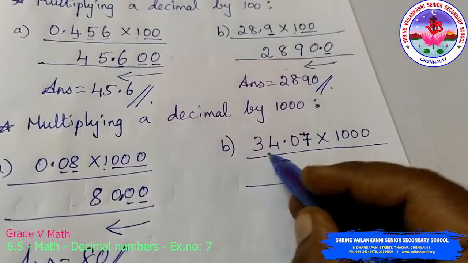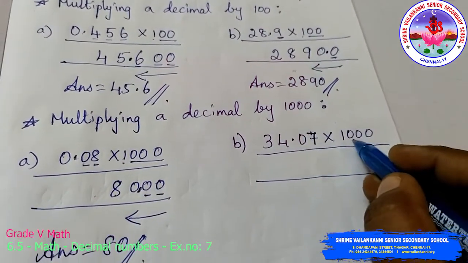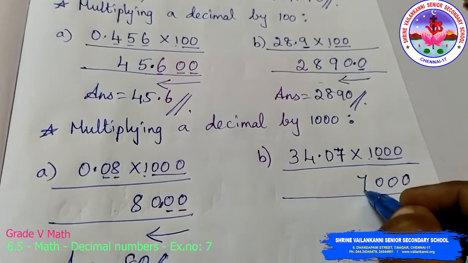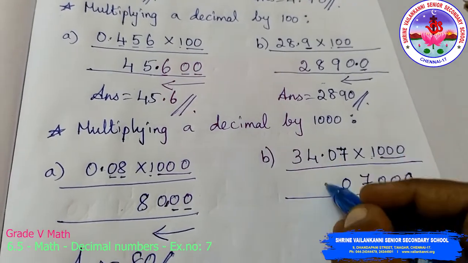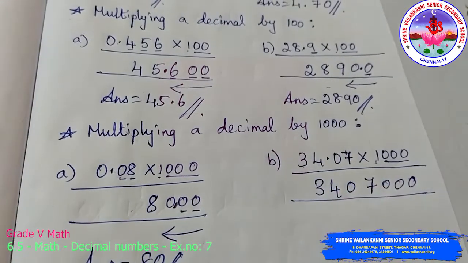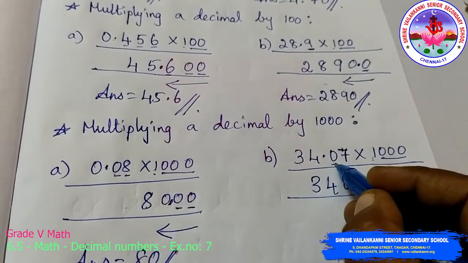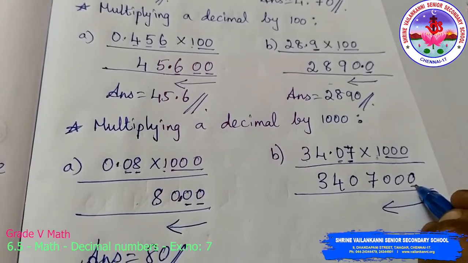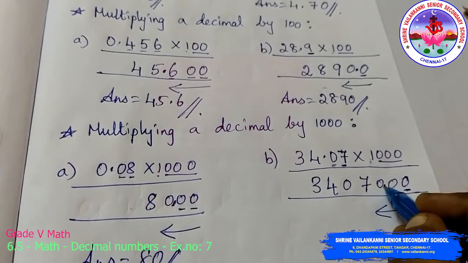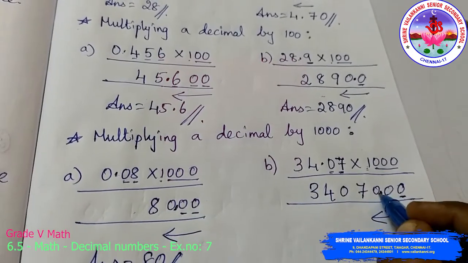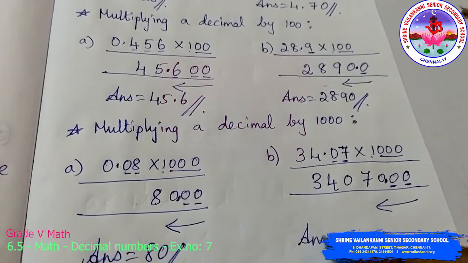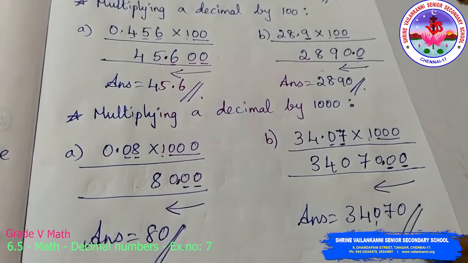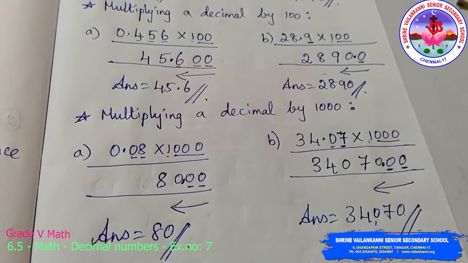One more sum. 34.07 into 1000. So write the 3 zeros first, then multiply with 1: 7, 0, 4, 3. Now after the decimal 2 places are there. So from right to left you have to move 2 places. 1, 2. Keep the decimal after 2 places. Okay. So the answer is 34,070. So hope you have understood.